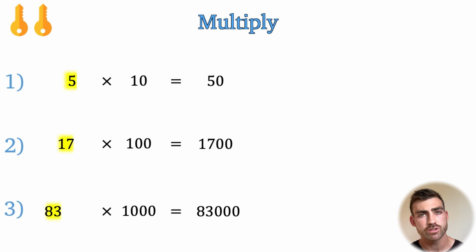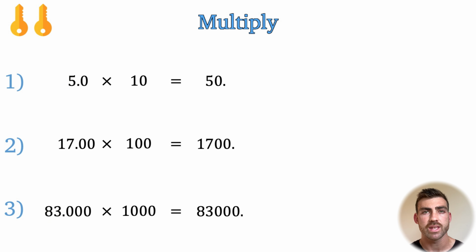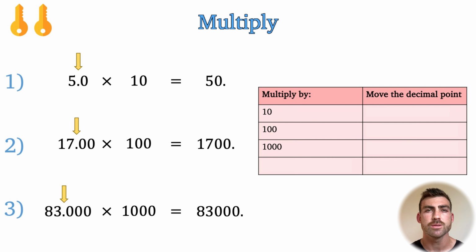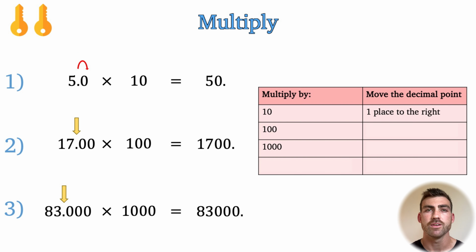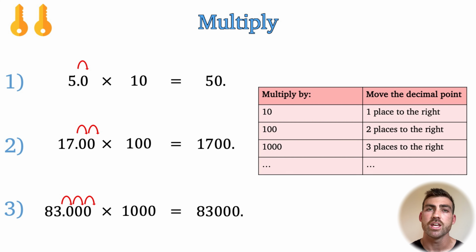Now if we write each original question with decimal points and zeros after, this still represents the same number. Let's observe what happened to the decimal point in each scenario. Correct. If you multiply by 10, we move the decimal point one jump to the right. If we multiply by 100, move the decimal point 2 jumps to the right. If we multiply by 1,000, move the decimal point 3 jumps to the right. If we continue with more questions, the pattern will continue.